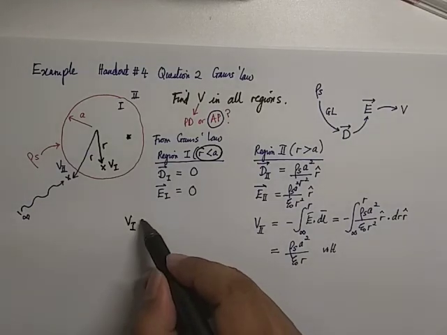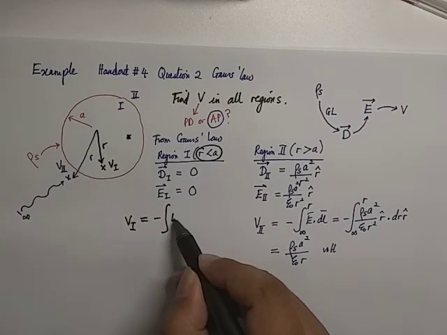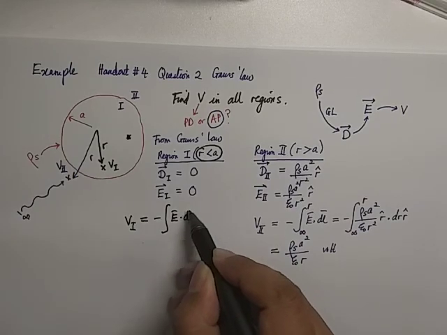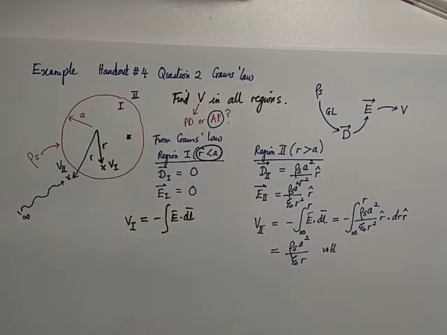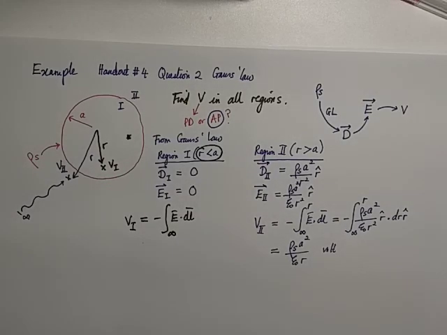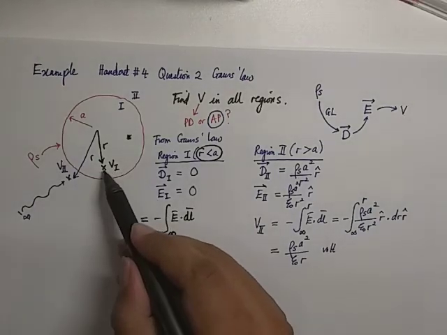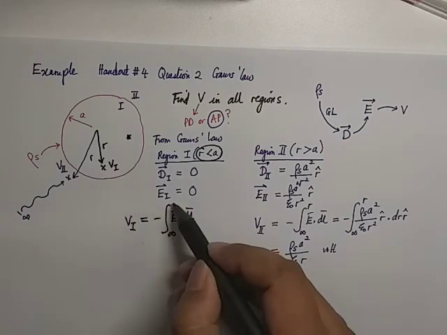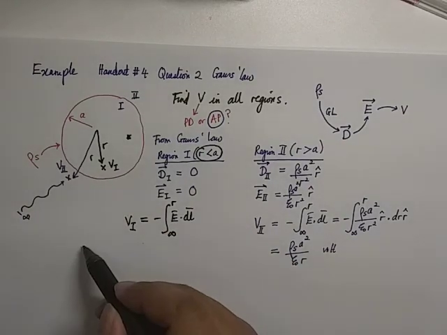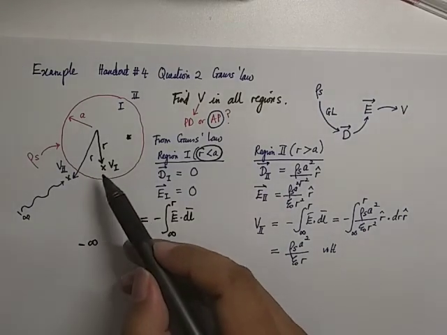So the formula I'm going to use is the standard formula, remember, minus integral of E dot dl. Okay, so this V1 is known as absolute. So absolute by default, the reference should be at infinity. And then the ending point should be where you want to find the V1. Here. Therefore, the limit should be R. So what I'm going to do now, I'm going to assume infinity is located here and R is located here.